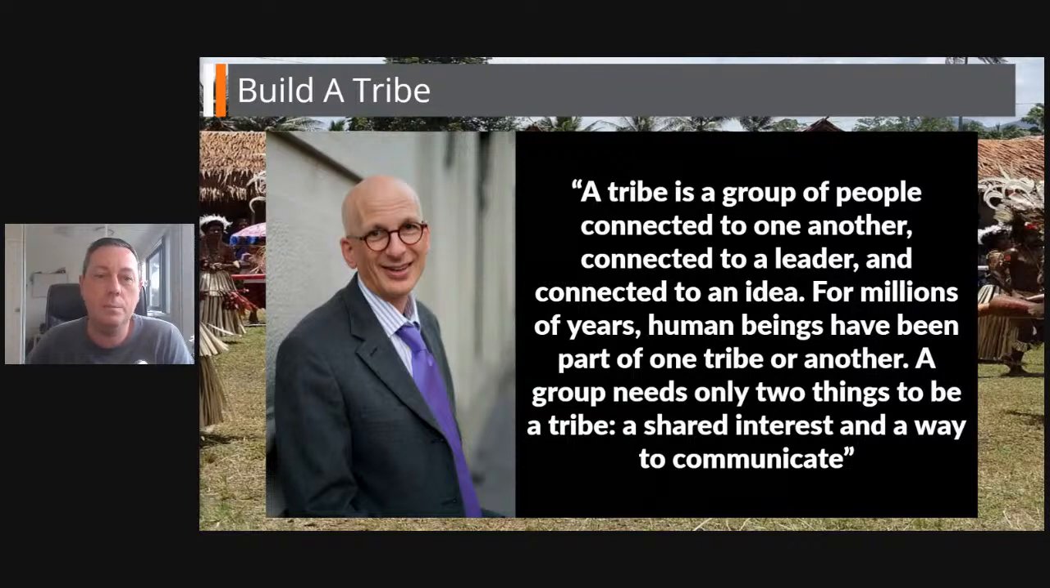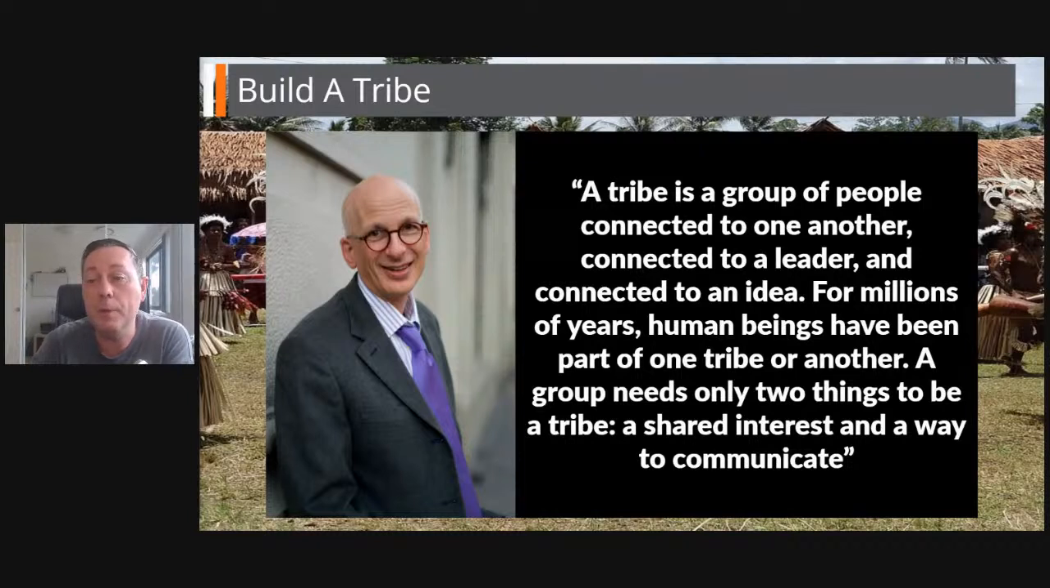The last one is to build a tribe. People love hanging around with other like-minded humans. We're social beasts, which is why we've all been hit very hard with the restrictions placed on us during this COVID-19 pandemic. But a quote here from American entrepreneur, best-selling author and speaker Seth Godin says this about tribes. There's the quote up on the screen.